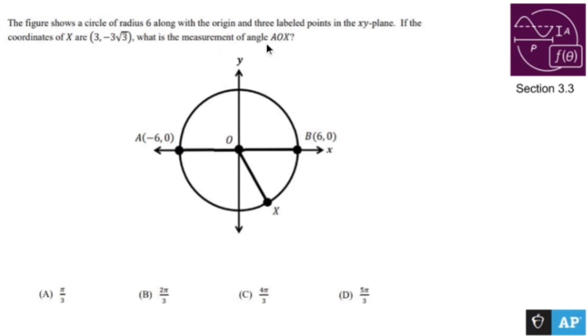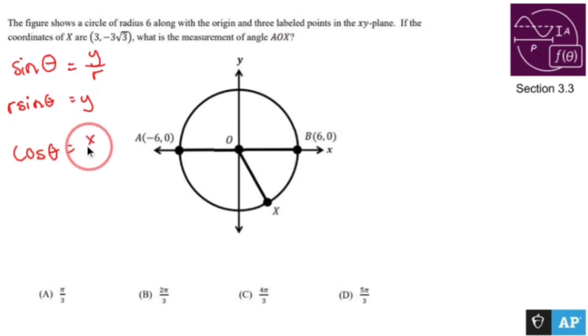So, if we're dealing with coordinates and a non-unit circle, which means the radius is in this case 6, you're going to view it like this. In a previous video, I reminded you that sine theta, or whatever angle we're talking about, is y over r. If I multiply both sides by r, I now get r sine theta equals y. Similarly, cos theta is x over r, and if I multiply both sides by r, I now have r cos theta equals x.